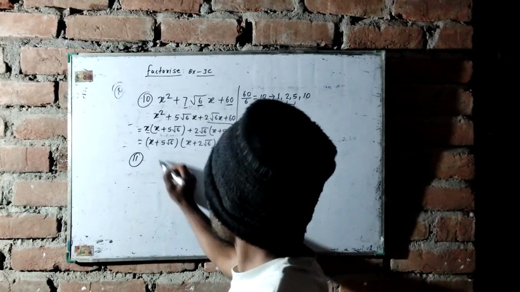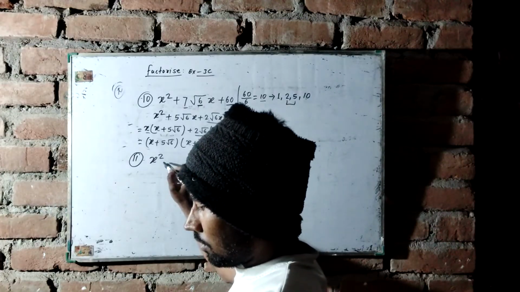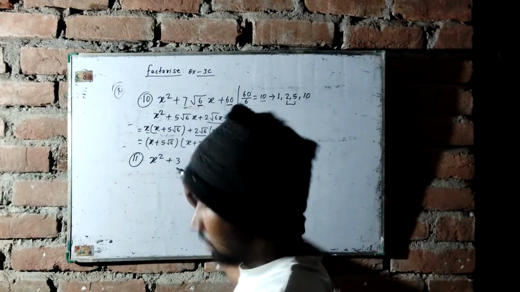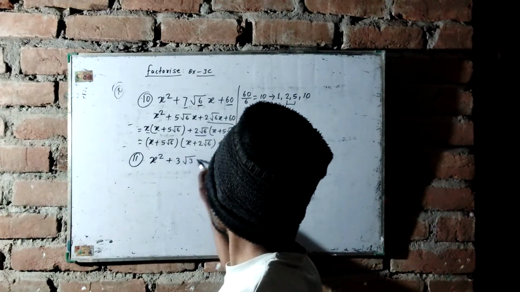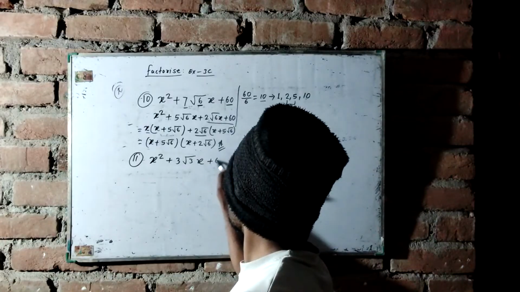Have a look. Question number 11: x square plus 3 under root 3x plus 6.